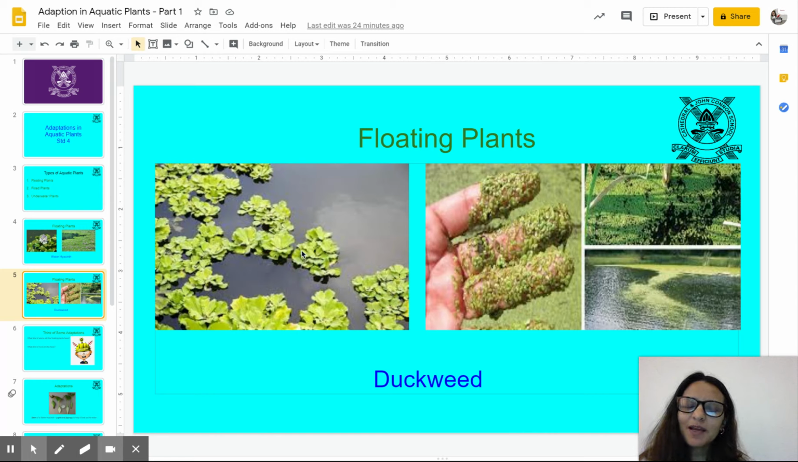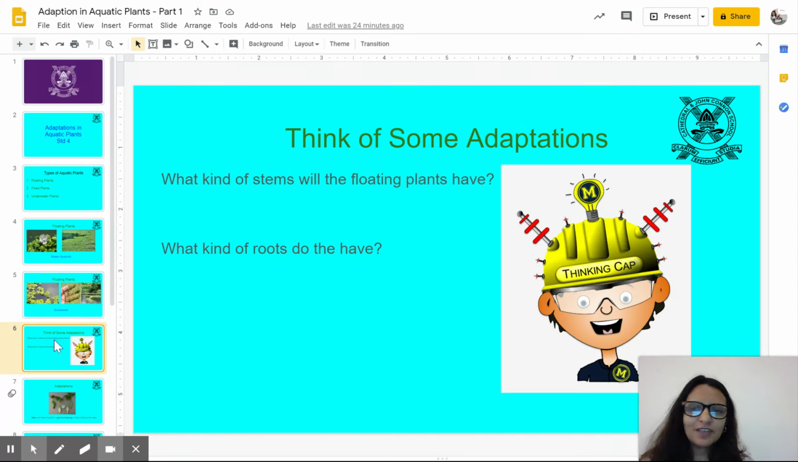Think, how have these plants adapted? What kind of stems do they have? What kind of roots do they have? Put on your thinking cap. I'm going to give you a moment to think. Is the stem going to be hard, heavy, light, hollow? Think. What about the roots?